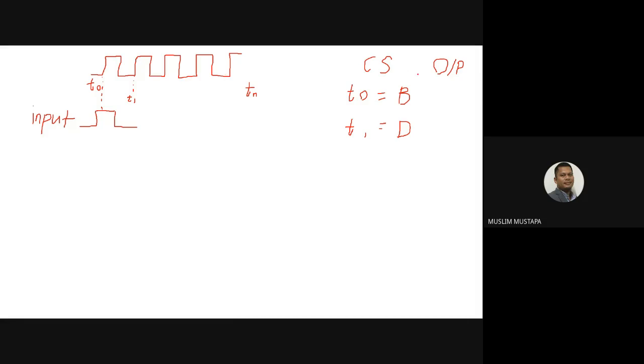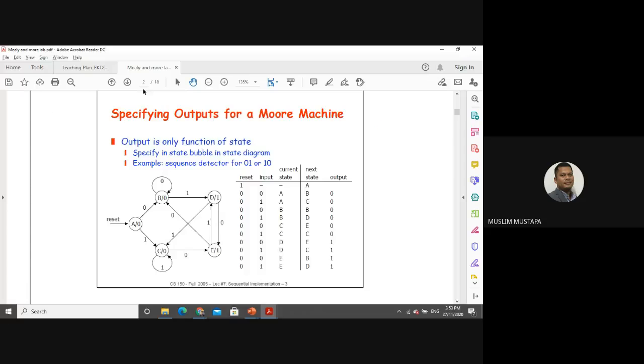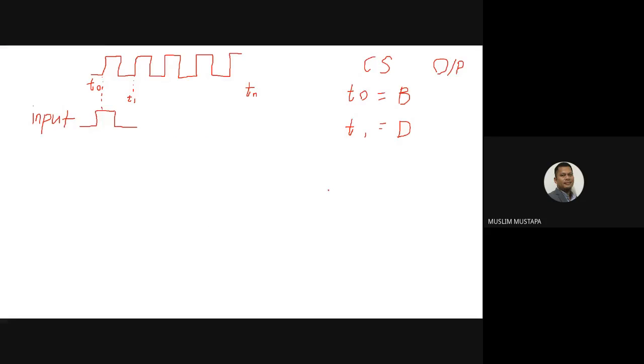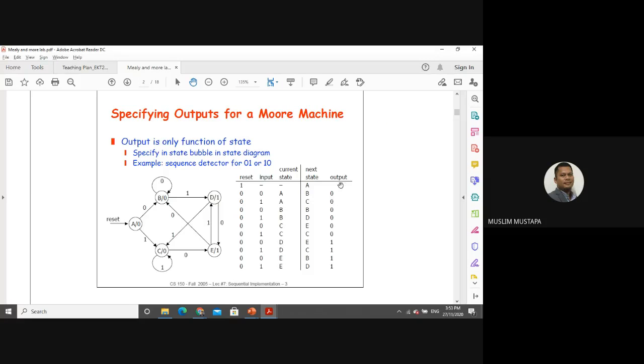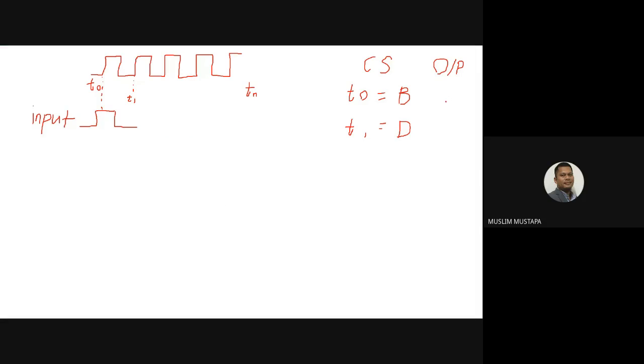For our output, when T is equal to 0, at state B, the output should be 0, because at this state the output is set to be 0. Whenever it goes into this state, the output is automatically 0. If it goes into that state, the output will be 1. So at T equal to 1, it has only just moved, so the output is still 0.